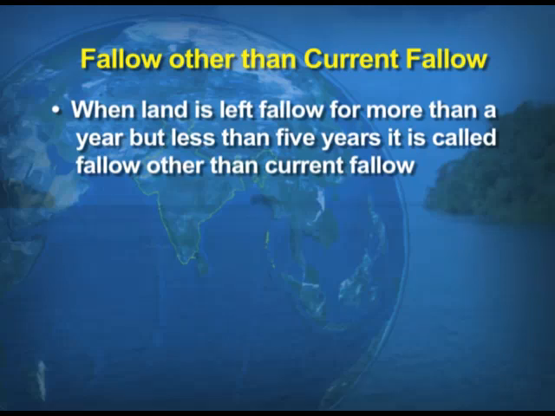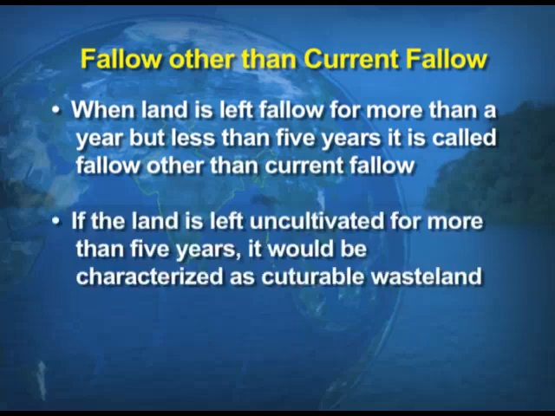Next category is fallow other than the current fallow. When the land is left fallow for more than a year, but less than 5 years, it is called the fallow other than current fallow. If the land is left uncultivated for more than 5 years, it would be characterized as the cultivable wasteland. That means we will consider that land which is not fit for the cultivation.